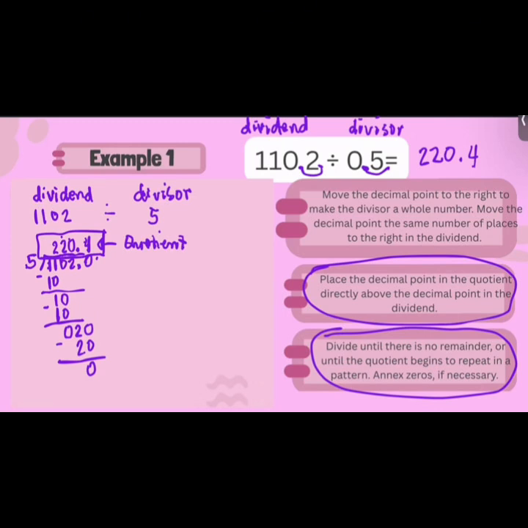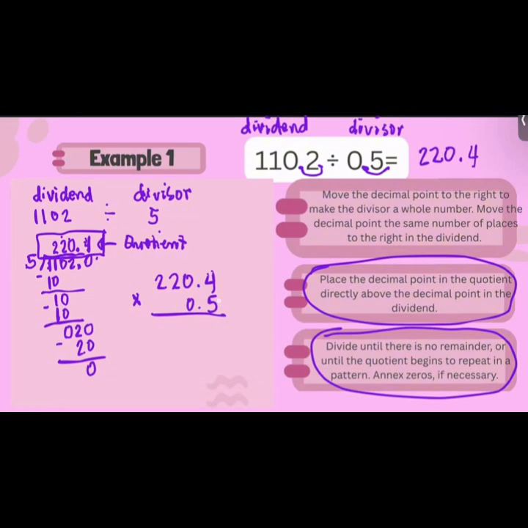or our answer. So, if we want to check the answer, if it is correct, then we are going to multiply it to our divisor, and the answer should be the dividend. Okay, for example, our quotient is 220 and 4 tenths multiplied to our divisor, which is 0.5 or 0 and 5 tenths.